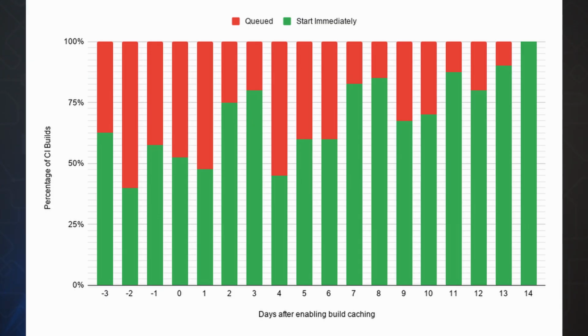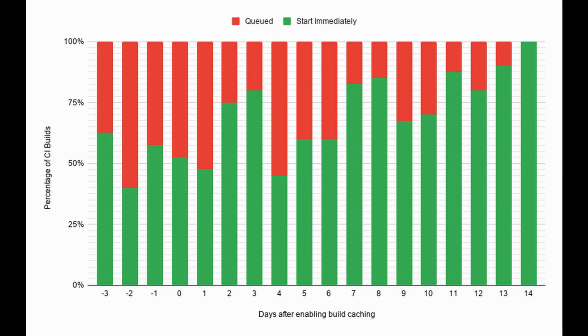This chart from one of our customers shows you the percentage of CI builds per day that could not be executed right away but had to wait for a CI agent to become available. The timeline shows before and after the build cache was introduced and optimized. They went from 40 to 50% of the CI builds being initially in a wait queue to none.